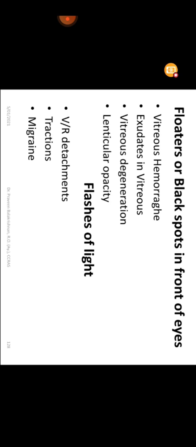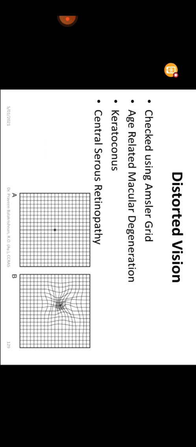Whenever the patient complains of flashes of light, suspect a retinal detachment or a vitreous detachment, tractions, or any migraine. Migraine is the last one. Distorted vision is usually seen in severe astigmatism, central serous retinopathy, age-related macular degeneration. So what you use is an Amsler grid. You keep an Amsler grid in front of the person at an arm distance and ask the person to see whether there is a bending of any line. If there is bending like this, that means it's a distorted vision.